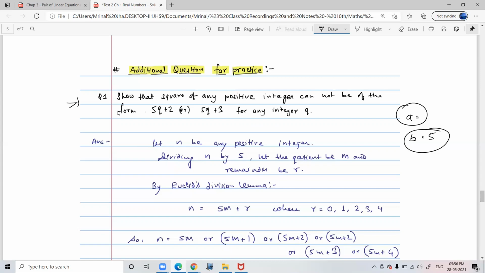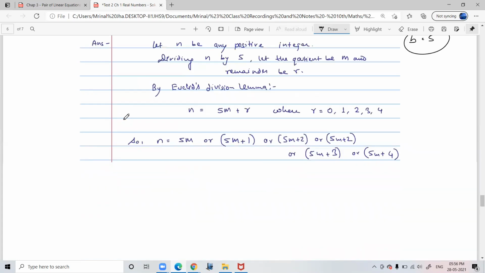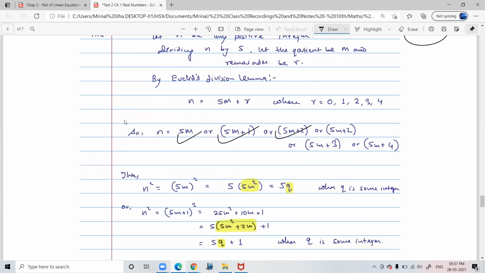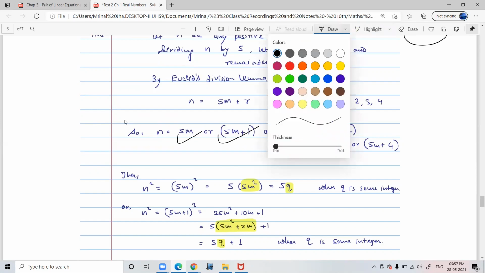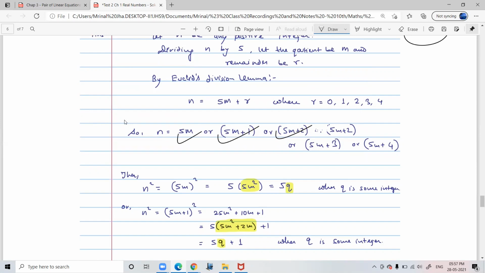So that's what I have taken. Instead of calling it A, I have taken it as n. So n be any positive integer. And when you divide it by 5, then the quotient, let it be m, and the remainder be r. Why did I take m and r, not q and r? Because I will first write it in the form of m. As you can see, I will write all the different forms: 5m, 5m plus 1, plus 2, plus 3, whatever. I think I wrote 0, 1, 2 twice. So you can ignore this one.